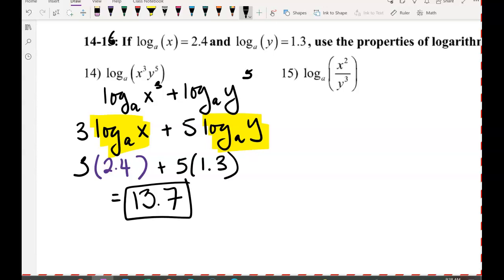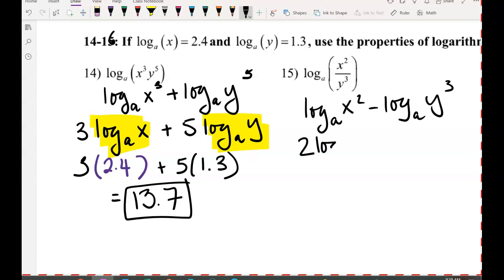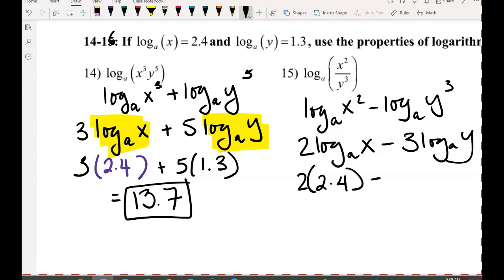All right, so Sean, give me step number 1. What did you do first? I separated them: log a of x to the power 2 minus log a of y to the power. Beautiful. And then the powers, they go in front? Yeah. Okay. And then log base a of x, Sean, is what, bud? 2.4. And then log base a of y is what, bud? 1.3. And then you said the final answer is 0.9? Yeah. Okay. You guys all agree, right?